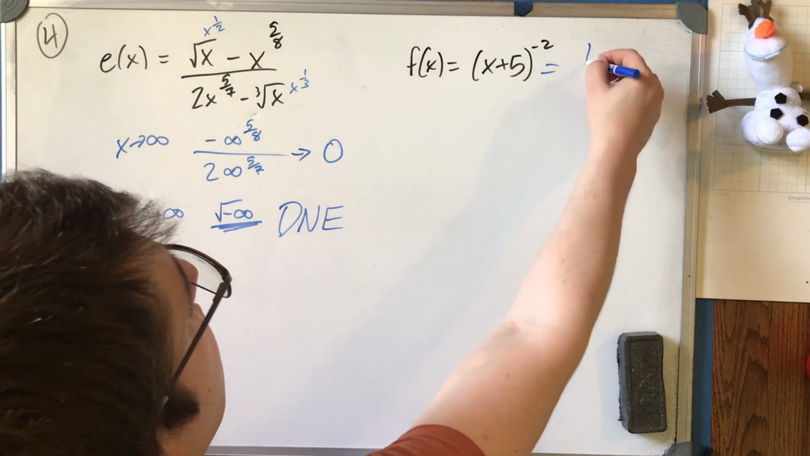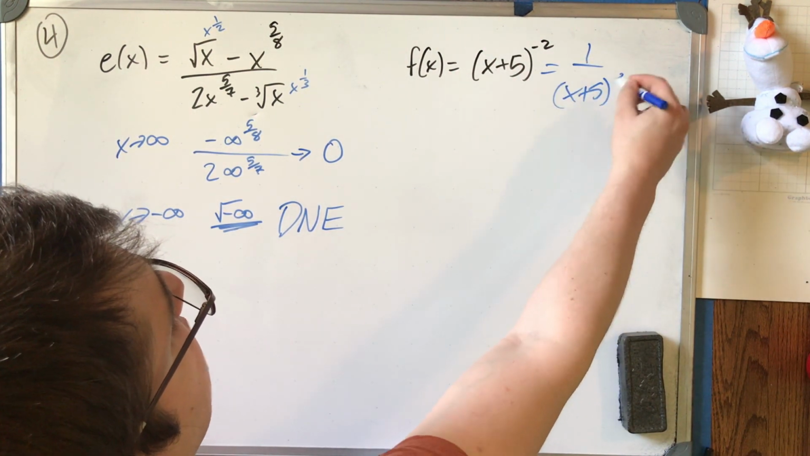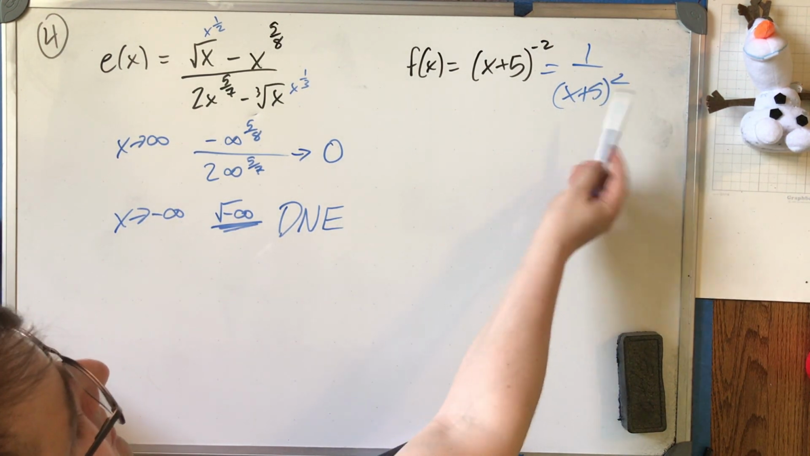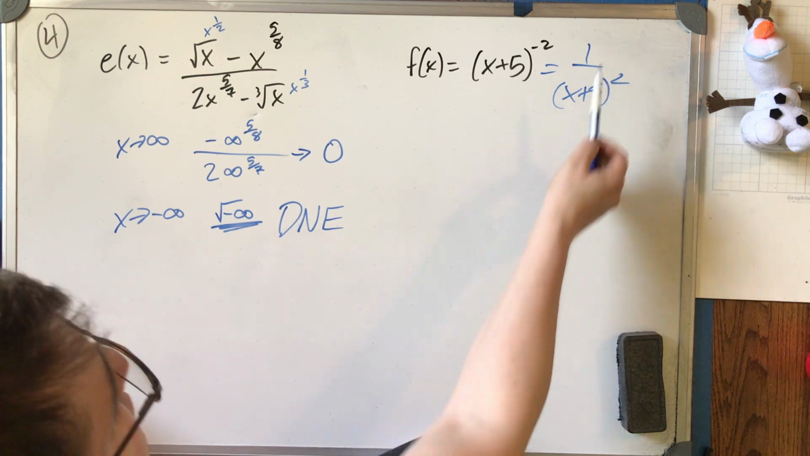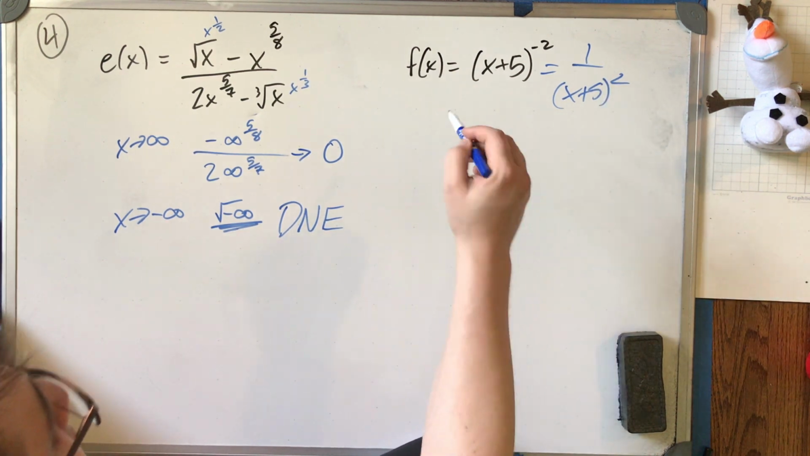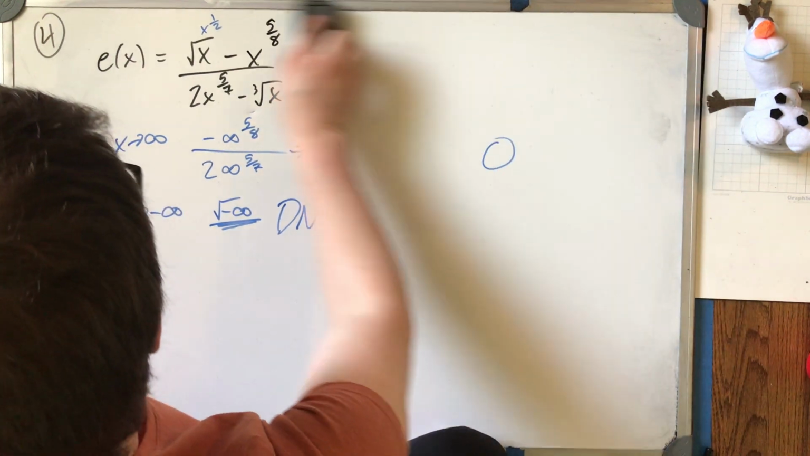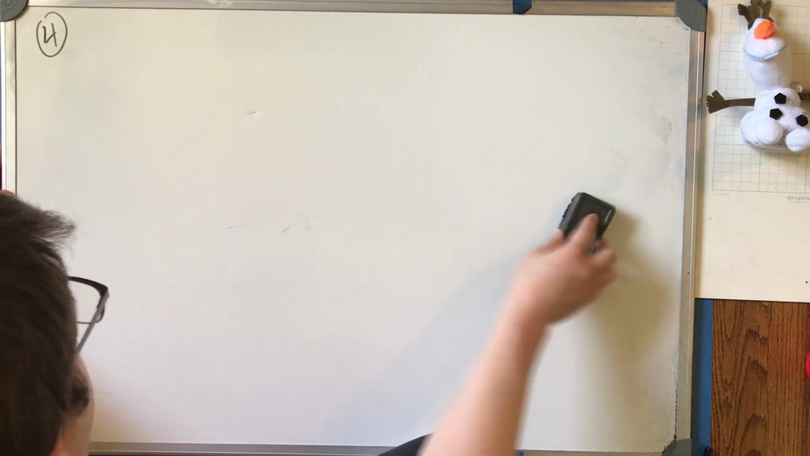All right, this one. So this is really 1 over x plus 5 squared. So if I plug in positive infinity, I have 1 over a big number, that's going to 0. If I plug in negative infinity, it's 1 over a big number, that's going to 0. So both of these ones are going to 0. Why are there so many of these? My goodness, what was I thinking?